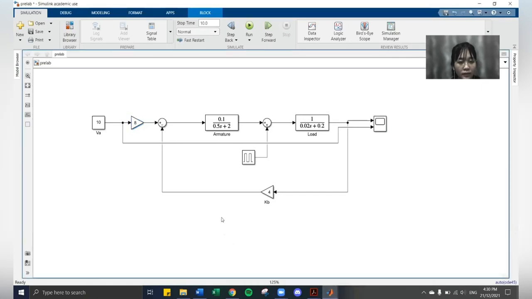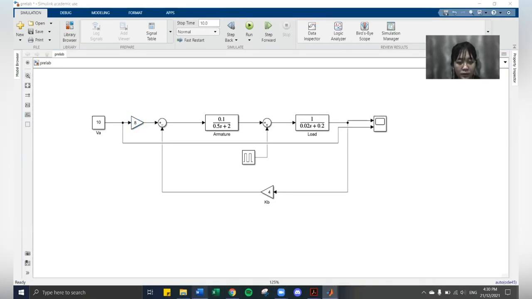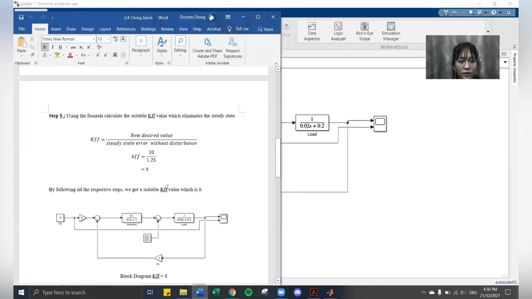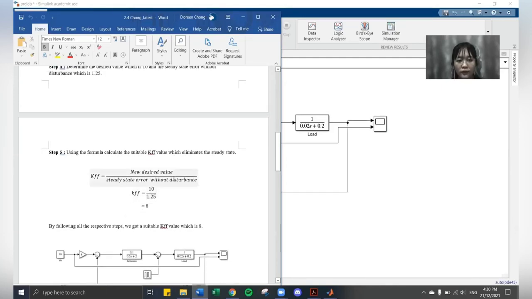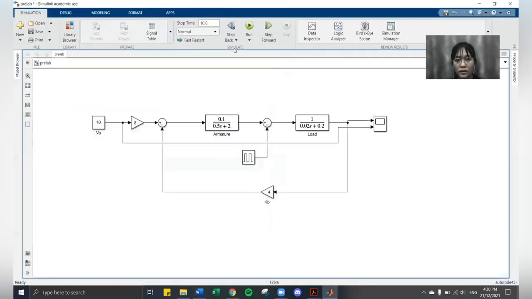We calculate the KFF value using this formula. KFF is equal to the new desired value over the steady state error without disturbance, which is 10 over 1.25. We will get 8. So I have already changed the KFF value to 8.